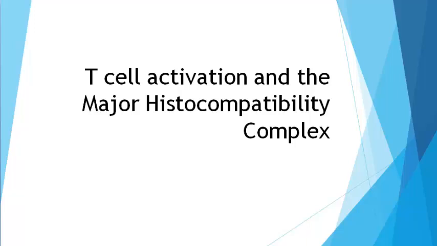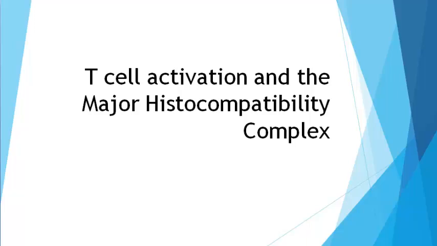T cell activation and the major histocompatibility complex, MHC. T cells are white blood cells of the lymphocyte variety, and they are key players in your acquired or adaptive immune response. They come in two varieties, helper T cells and cytotoxic or killer T cells. The helper T cells are important immune system coordinators and are responsible for activating both B cell lymphocytes, which make antibodies, as well as the cytotoxic T cells, which kill altered, infected, or even foreign human cells introduced into your body, as would be the case in an organ transplant.